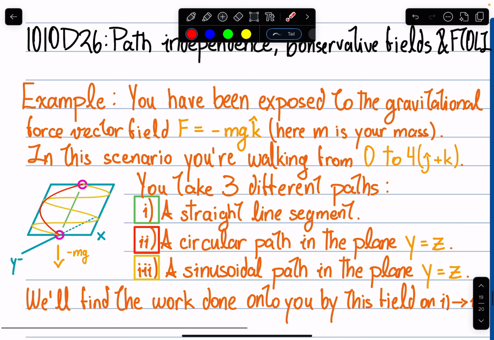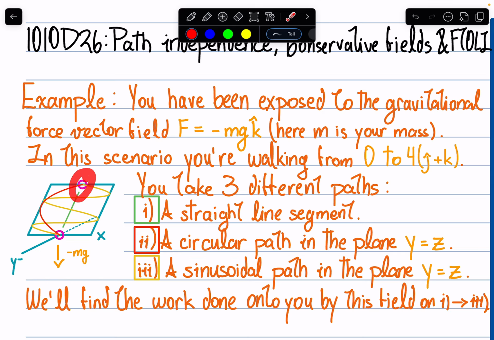What we have shown is that the gravitational vector field is path independent, as we have integrated from the origin to this point (0, 4, 4) and have found that the work is independent of the path.